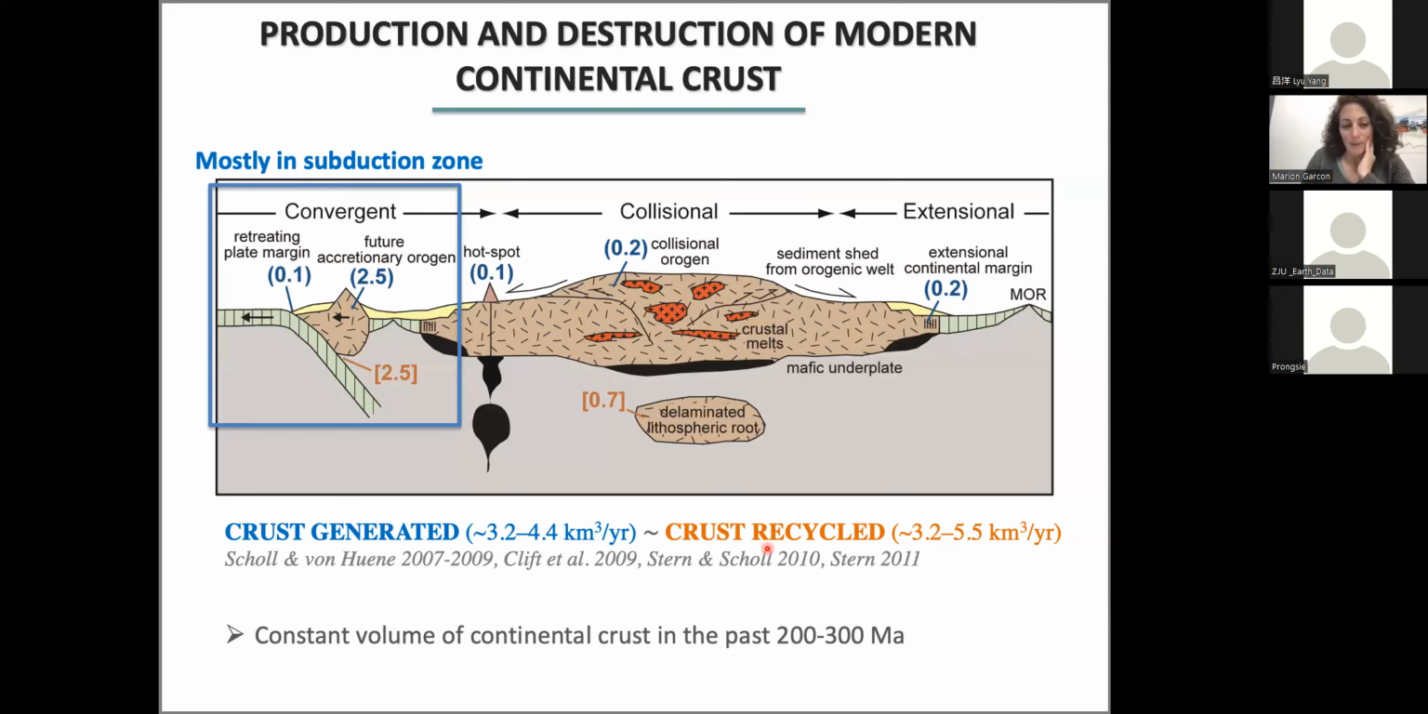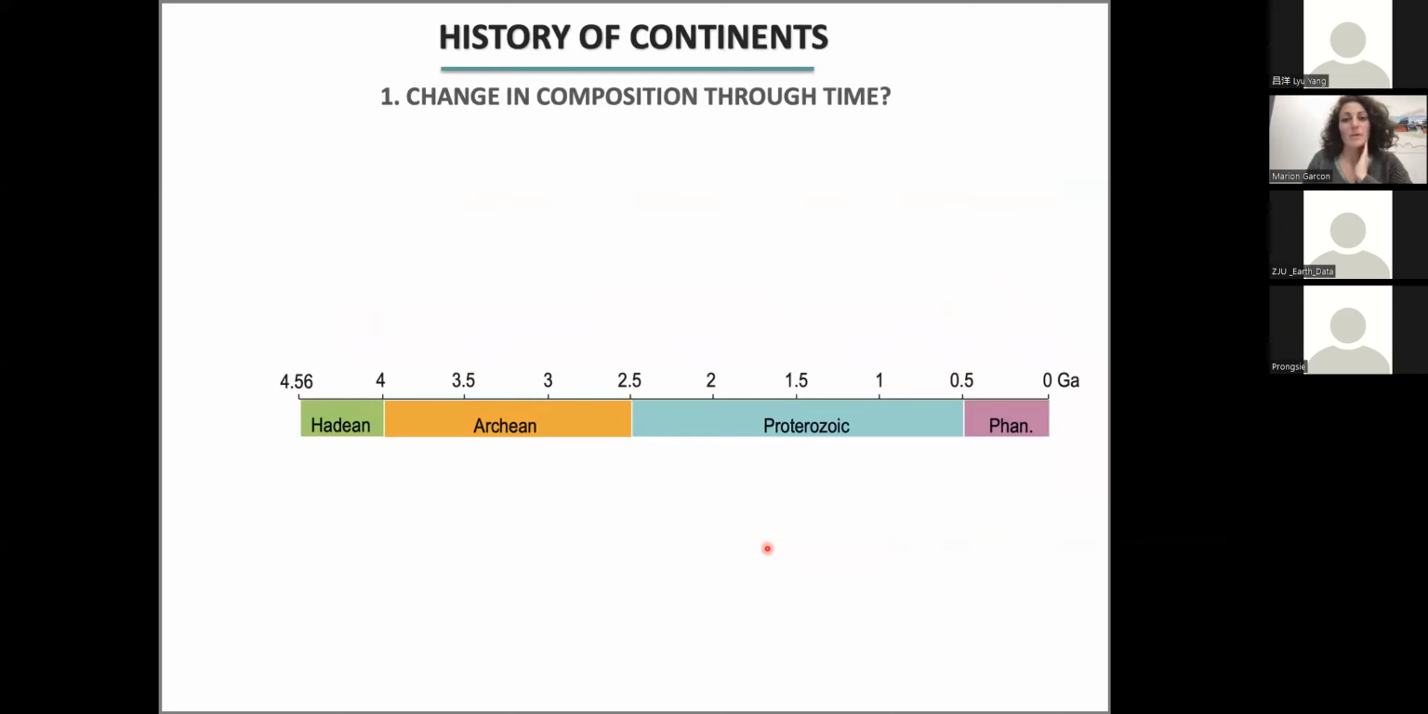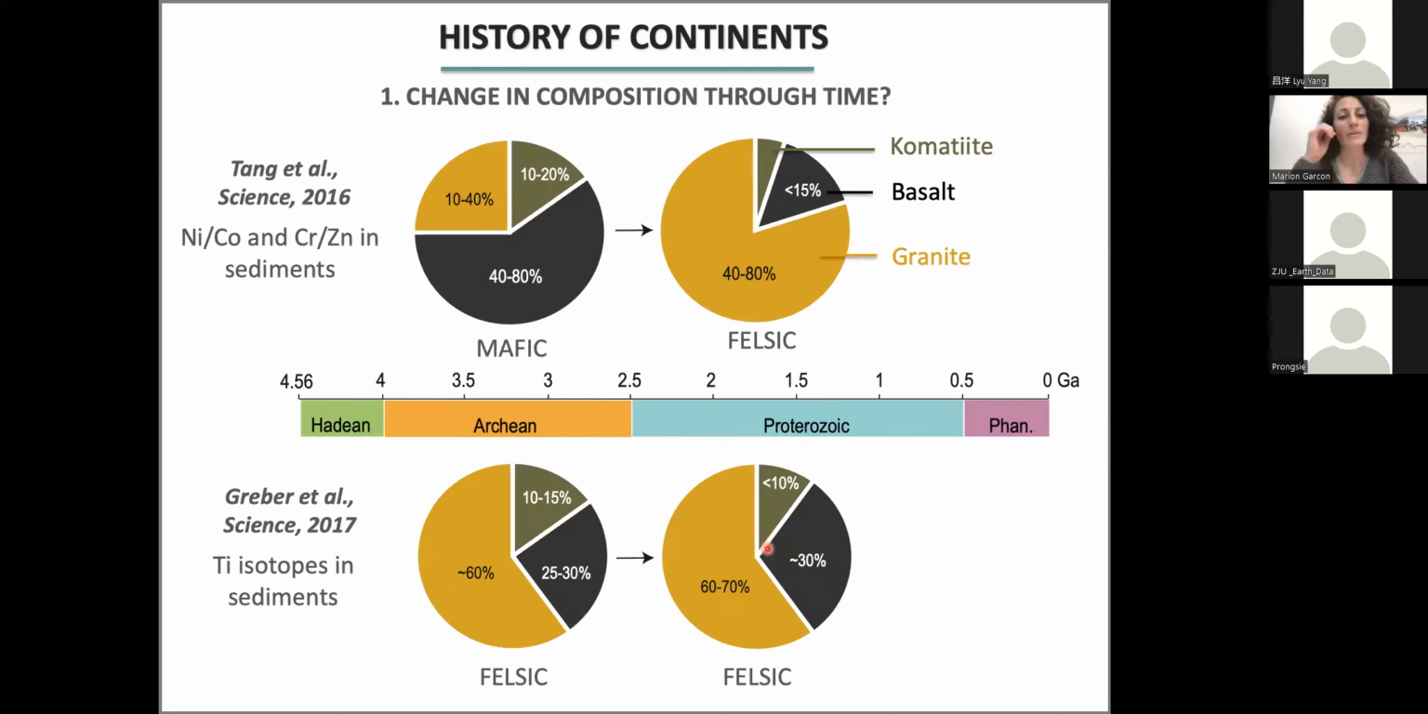But there is a lot that we don't know about the history of the continents. The first thing that is a matter of debate is the composition of the continents through time, so the emerged part of the continental crust. And there have been several studies that have very contrasting results.